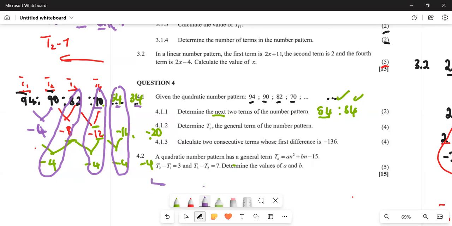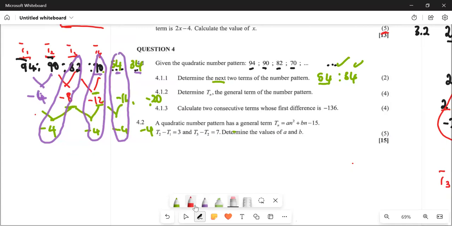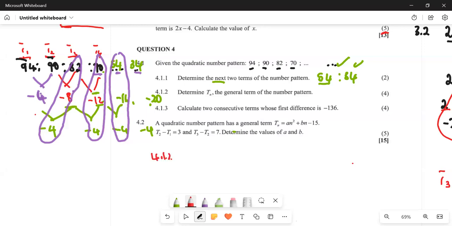Let's go to 4.1.2. It says determine term Tn, the general term of the number pattern. So we go to 4.1.2. What should we do from here?